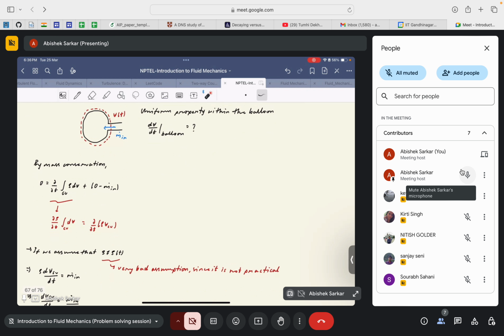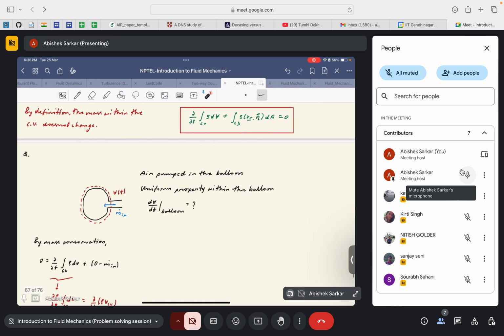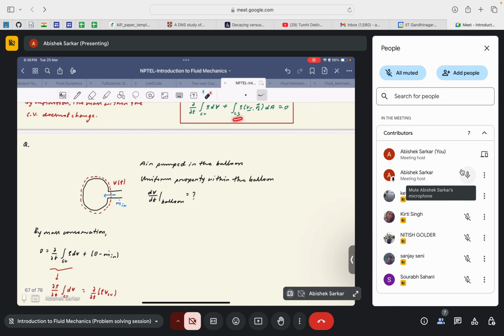Then if we apply mass conservation for this particular case, we will get ∂/∂t. Of course, the left hand side will be equal to 0. Then ∂/∂t of the control volume integral of rho dV plus this term. And this term is basically the mass flow rate. So in short, you can write it as m dot in or m dot out.